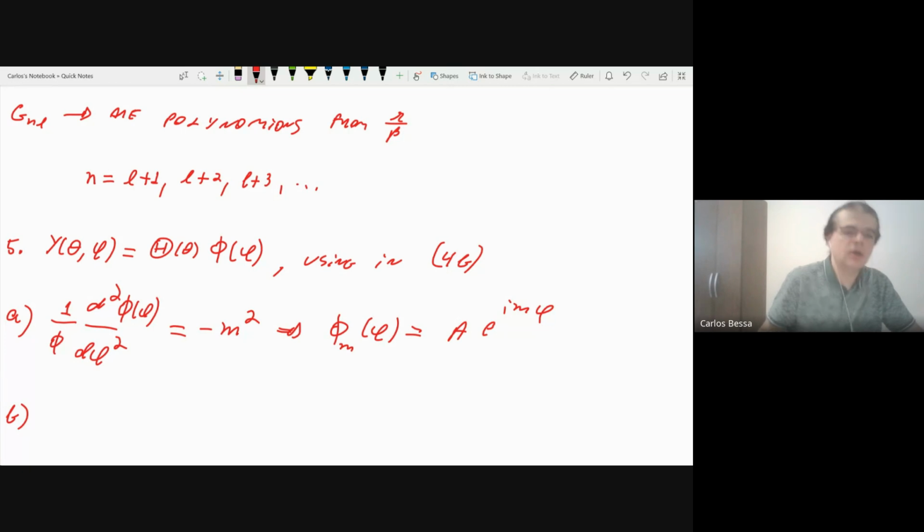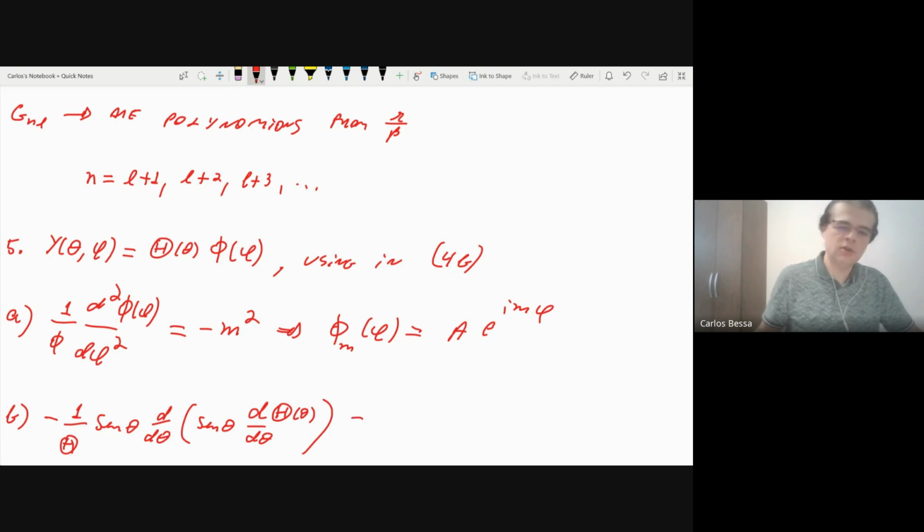And okay, in the angular equation I have one equation for phi and one equation for big Theta. So for big Theta, the equation is this one: 1 over Theta, 1 over sine of theta, d d theta of sine of theta, d of big Theta of small theta, d theta. Okay, and this is equal to what I called L times L plus 1.